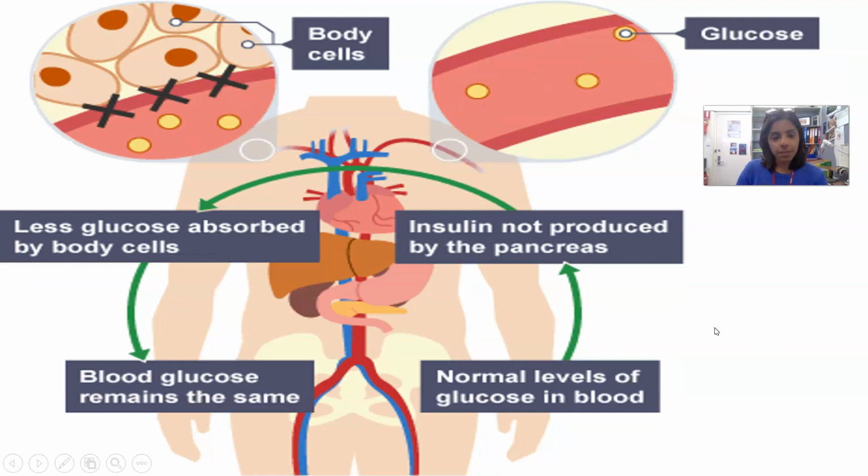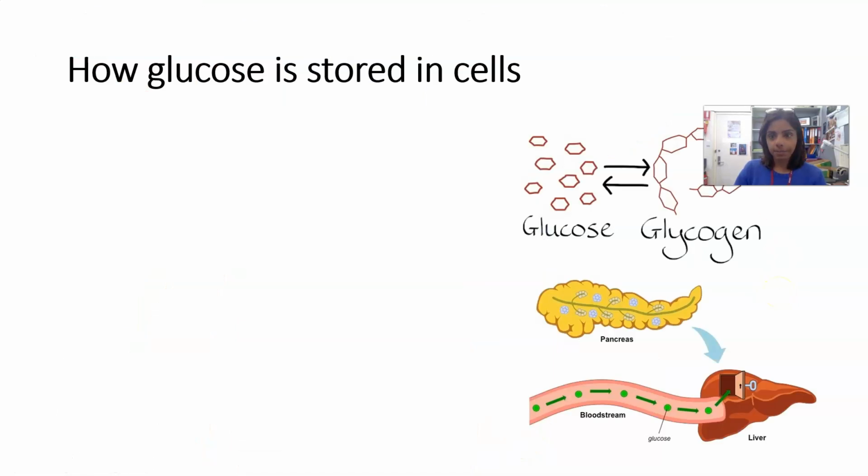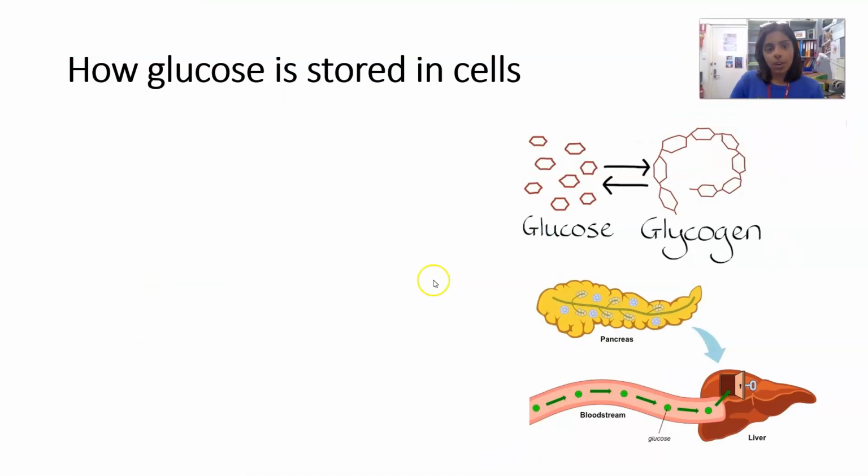All right, this next cartoon is just showing the effect that insulin can have. We have now lowered the blood glucose concentration. On the other side, we want to be looking at how glucose is stored in cells. So once we have got that glucose out of the bloodstream, like you can see in this picture at the bottom here, we want to know how we manage to get it to stay in there.